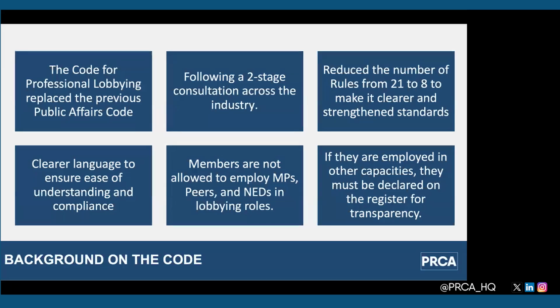So, as I mentioned, the old code had 21 clauses. We now have 8 rules. It makes for clearer language and helps us all understand what our requirements are as individuals. And I'll come on to a couple of the key changes under the new code, but I think one of those, and this is one that came through loud and clear in some of the consultations, is that members, in-house and consultancy, are not allowed to employ MPs, peers, and non-exec directors. And that's a new part, non-exec directors, because it was thought it was needed to broaden that, because non-execs were not new, but newer in terms of their role in government than when the code was originally drafted, or when there was originally the Public Affairs Code.